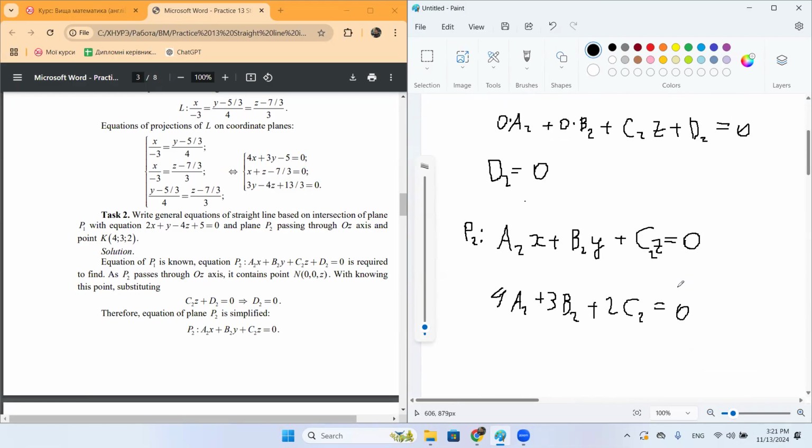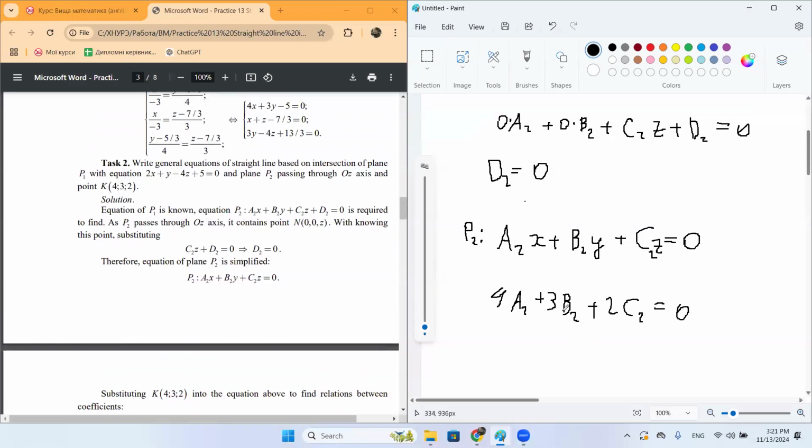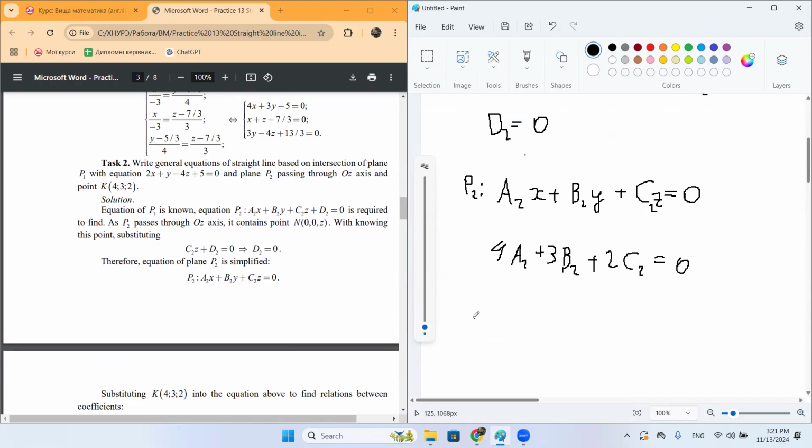And now we need to find the coefficients. How to do it? We can just choose convenient values. So for example, let's assign A2 equal to 1. B2 will be 0, because the coefficient 3 is not convenient, to avoid inconvenient fractions. And for C2, let's assign minus 2.